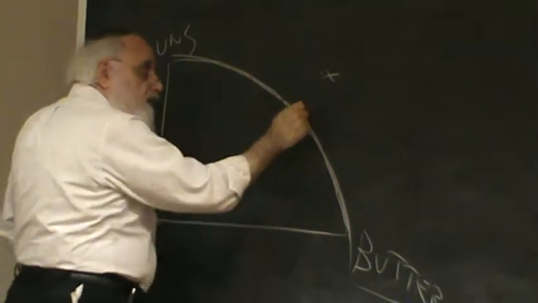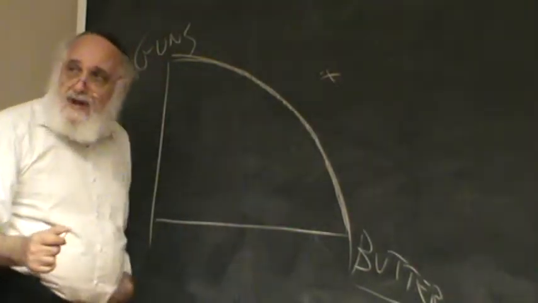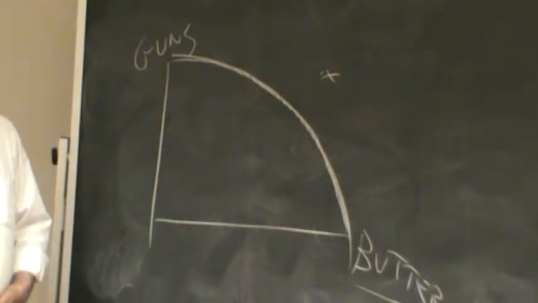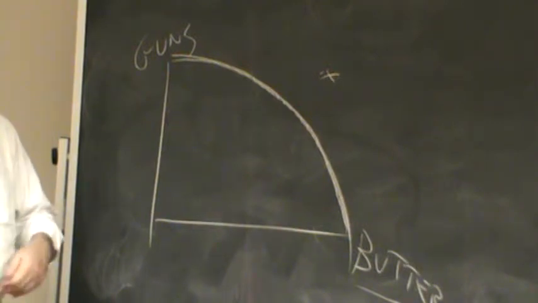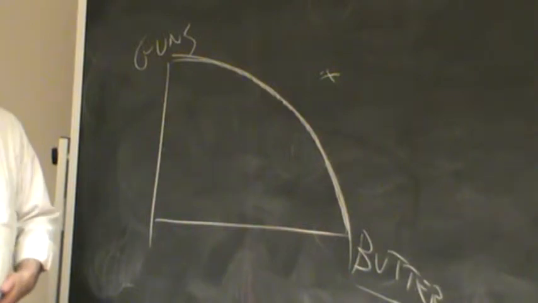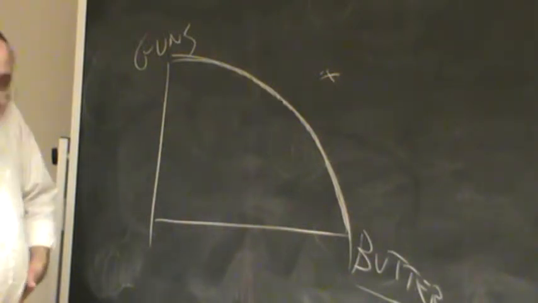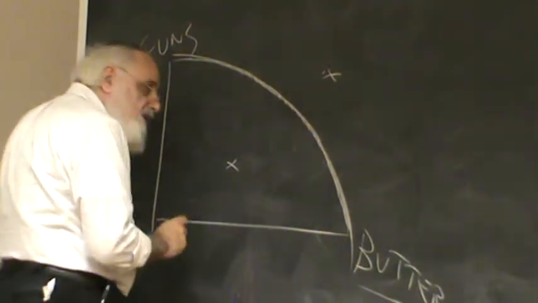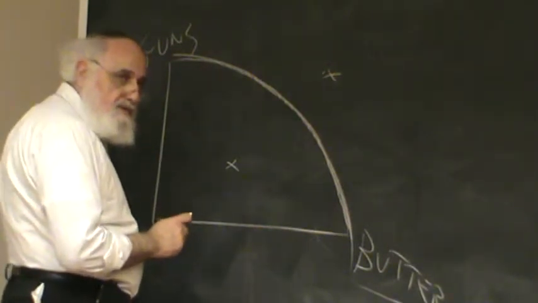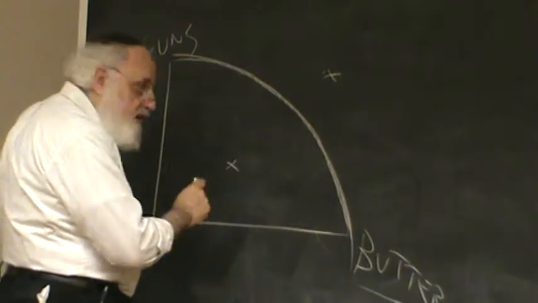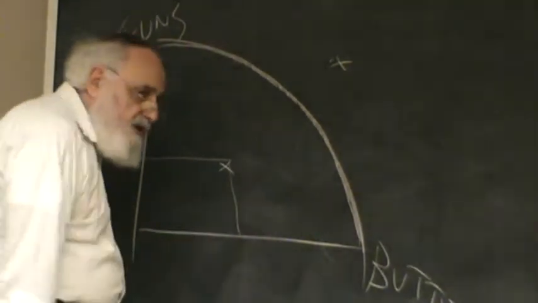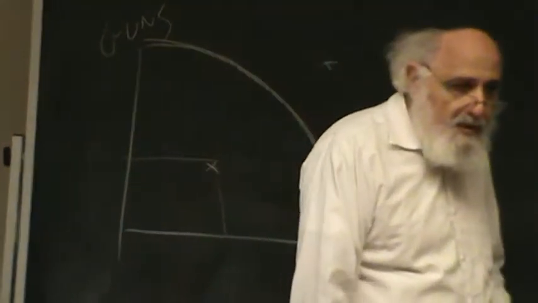Not outside. In other words, you can't be outside the production possibility curve. We don't have enough resources to be outside the production possibility curve. You can, however, be inside the production possibility curve, but it's not good to be inside. Not good, because if you are inside the production possibility curve, you are not at full employment.